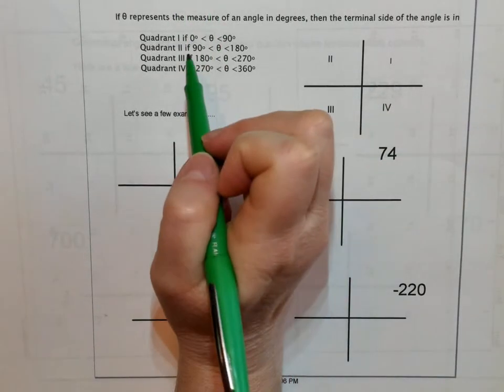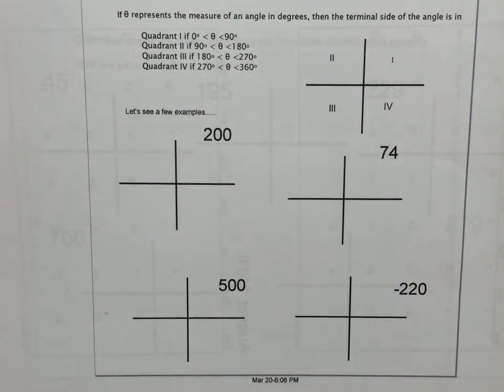Okay, notice quadrant 1 is only angles from 0 to 90 degrees. Quadrant 2 goes from 90 to 180.